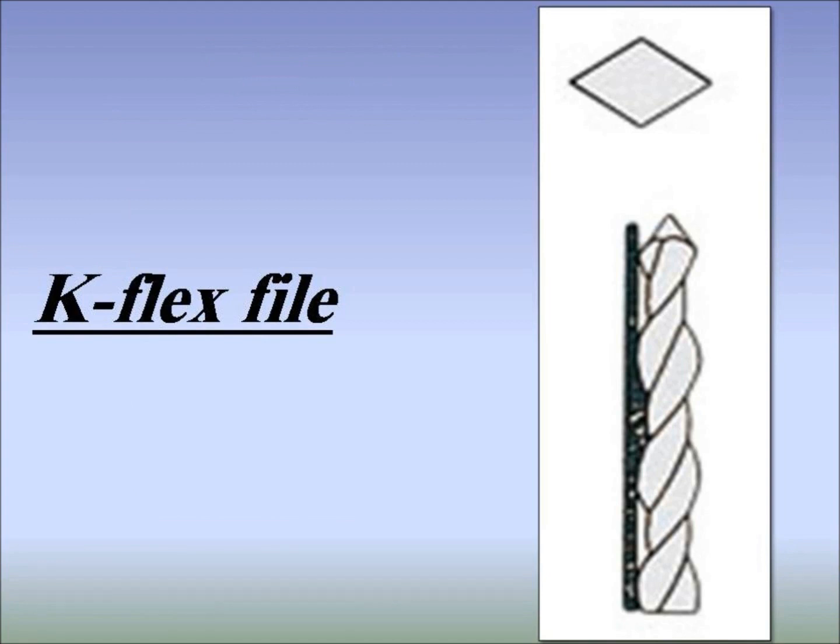K-Flex file. It has a cross section that is rhomboid in shape. It is a twisted instrument and has a series of cutting flutes. It has two acute edges and two obtuse edges. The acute angle cuts the dentine, while the obtuse angle provides more area for debris collection and removal. The cutting efficiency and flexibility are greater than the K-type file.